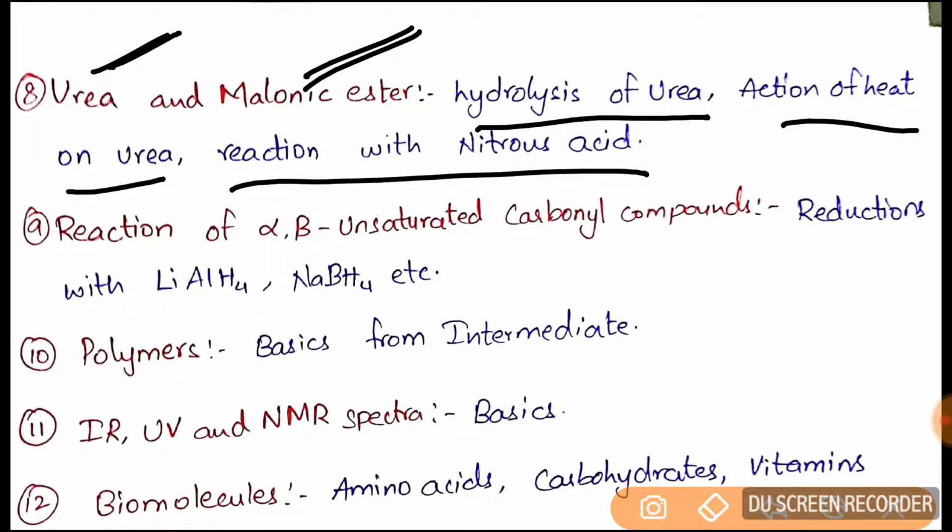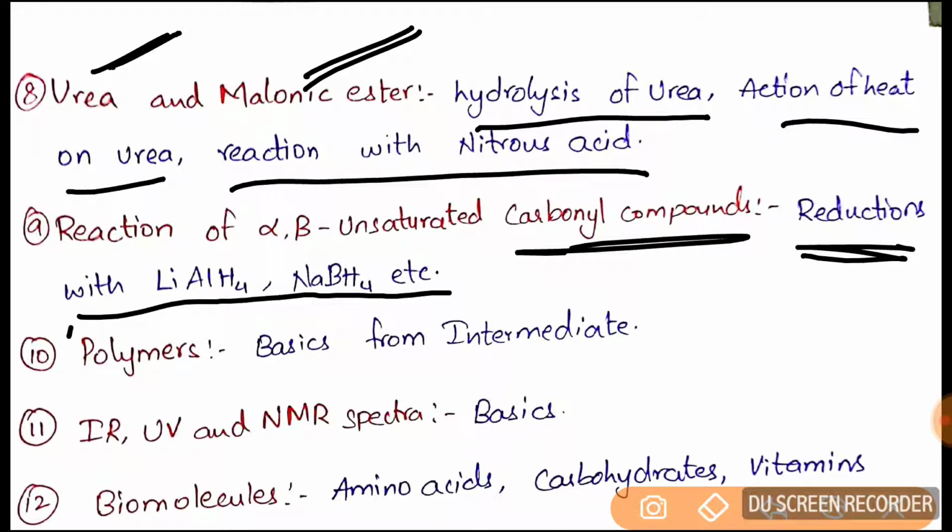And coming to reaction of alpha beta unsaturated carbonyl compounds. From this area you can expect a reduction question, reductions with lithium aluminum hydride or sodium borohydride, etc. And next, polymers. Polymers is very easy. They'll be asking just examples like which of the following is a thermosetting polymer, that is nothing but bakelite. These kind of examples, just basics from intermediate. These are more than enough, guys.